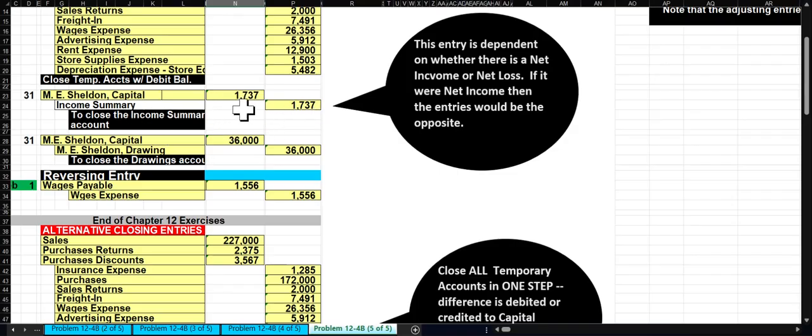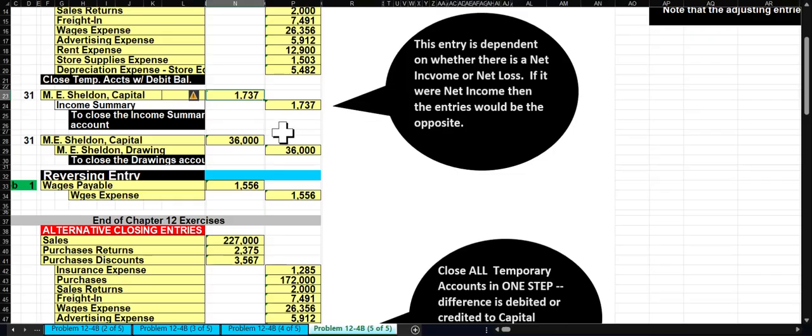So to close it, I need to see which side is larger, and I will make the entry on the opposite side. So in this case, I am crediting the income summary with 1737 and debiting the capital account. This should look familiar because this is the loss that we had reported on the income statement. So when you have a loss, it decreases capital, which is what this is indicating, right? We're debiting the capital account, and since the normal balance for capital is a credit, by debiting, I'm decreasing the balance. And that's correct because it's a loss.